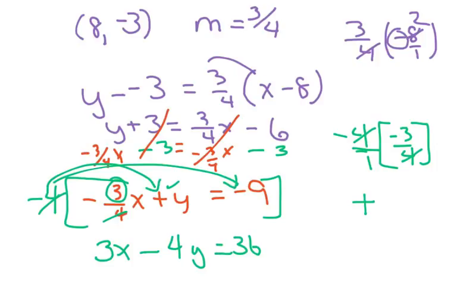You're distributing here. Okay, the next video we're going to go over is finding the point-slope form of an equation given 2 points. So we're going to have to find the slope first.